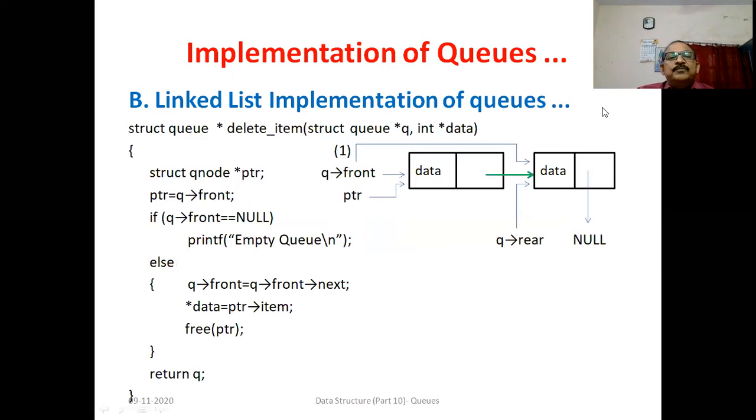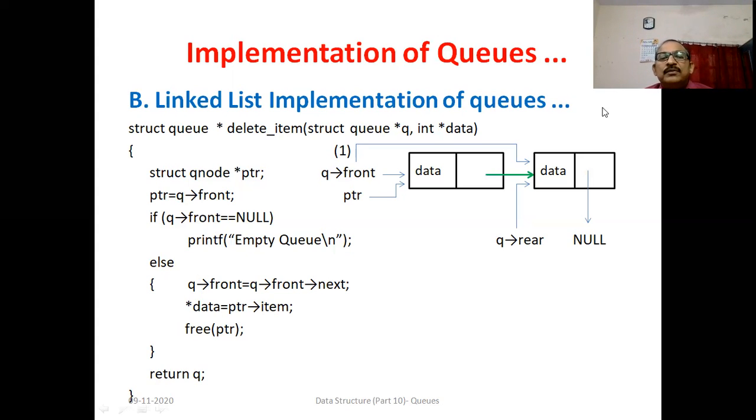So this way we can add elements in a queue with the help of a linked list. Next is the delete item. Again, it takes two parameters, and here you can see both parameters are of pointer type. Again, we declare PTR as a pointer variable of type struct queue node. We set PTR is equal to queue front. If queue front is equal to null, it means the queue is empty.